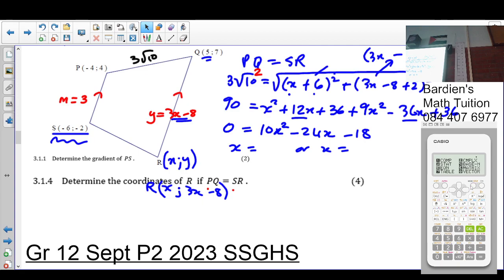Replace mode, 5-way equation. This can only happen on the FX 991 series. Okay, it's not going to happen on the normal calculator. Then I place 3. It's going to be 10, negative 24, negative 18. It's going to give me x value of 3 and negative 3 over 5. Okay.